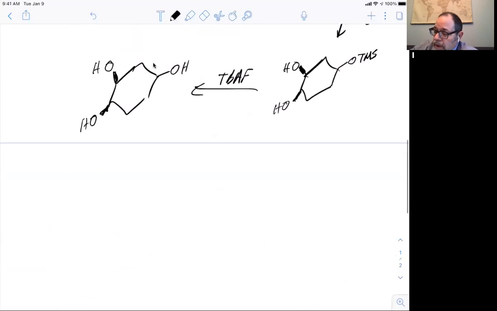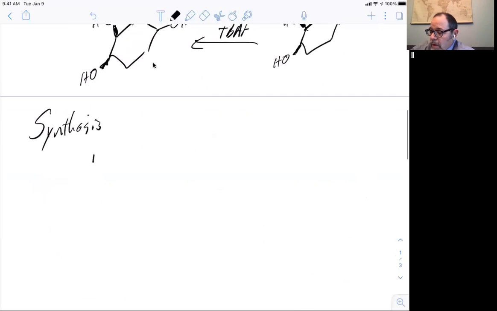Okay, remember what we looked at on Thursday for synthesis: the first thing you need is to ask yourself a set of questions. One, carbon skeleton. Has it grown? Has it shrunk? Has it rearranged? Two, functional groups. What functional groups did you lose? What functional groups did you gain?